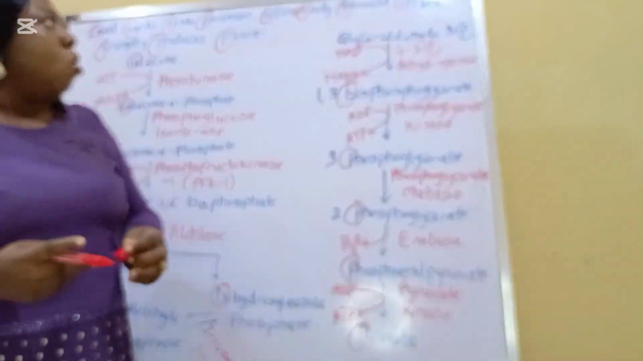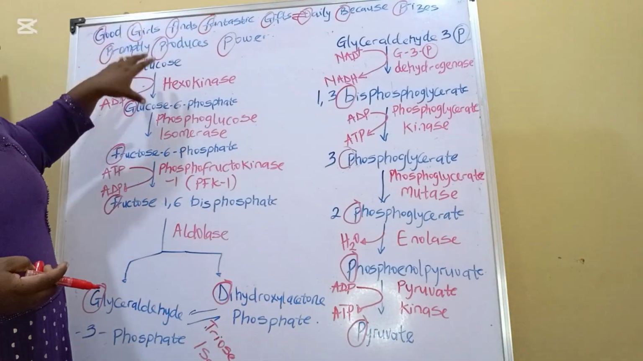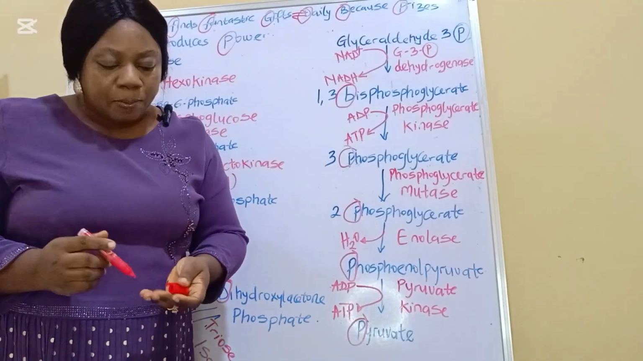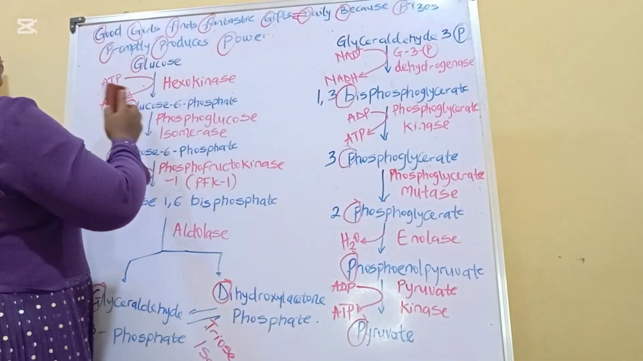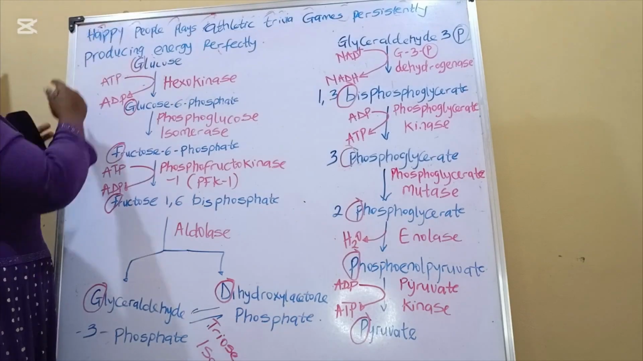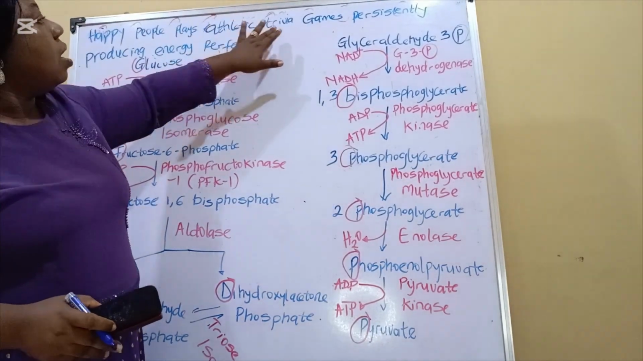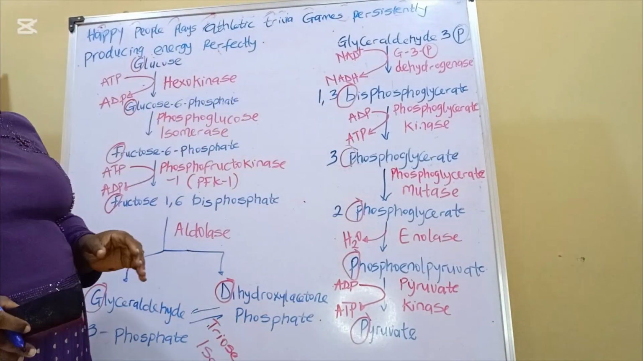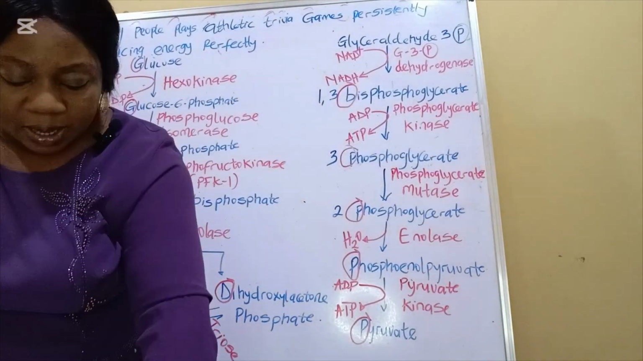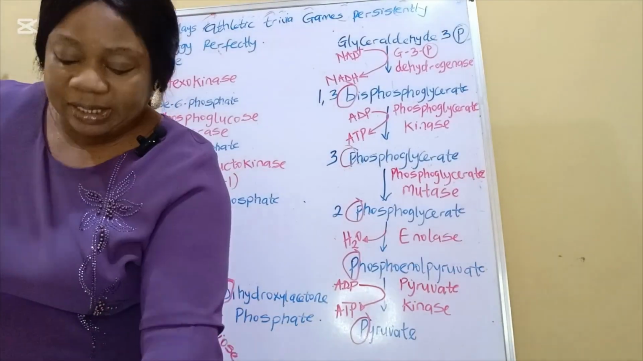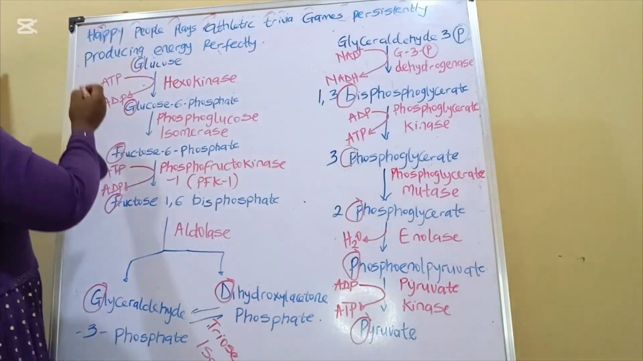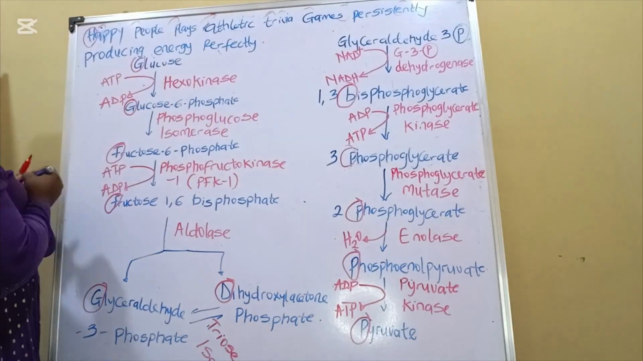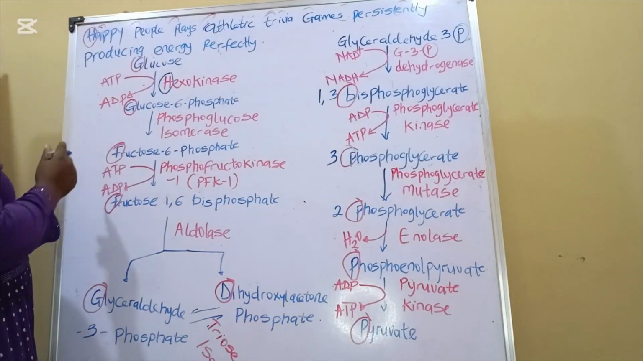Now let's move on to tricks that we can also use in remembering each of the enzymes present in the glycolysis pathway. Happy people plays athletic trivia games persistently, producing energy perfectly. So now, as we did for the intermediates, let's do it for each enzyme. Happy, H is for hexokinase.